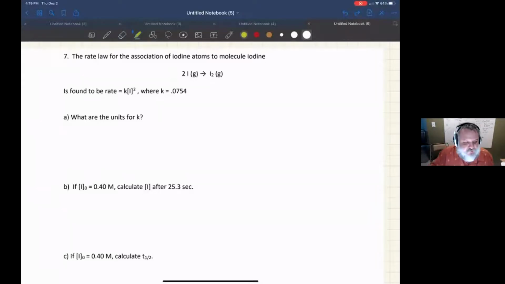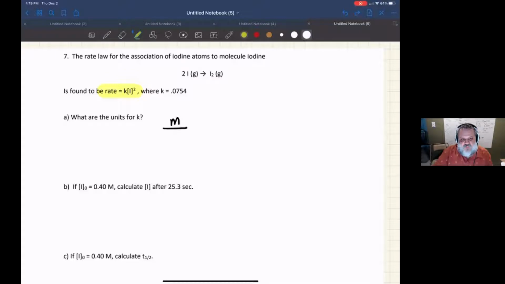Okay, here's a big question. It's all involving a second order equation. So it says that 2 iodine goes to I2 gas, and it tells you what the rate law is. And so the rate law is second order. First thing is that it asks you for the units of K.